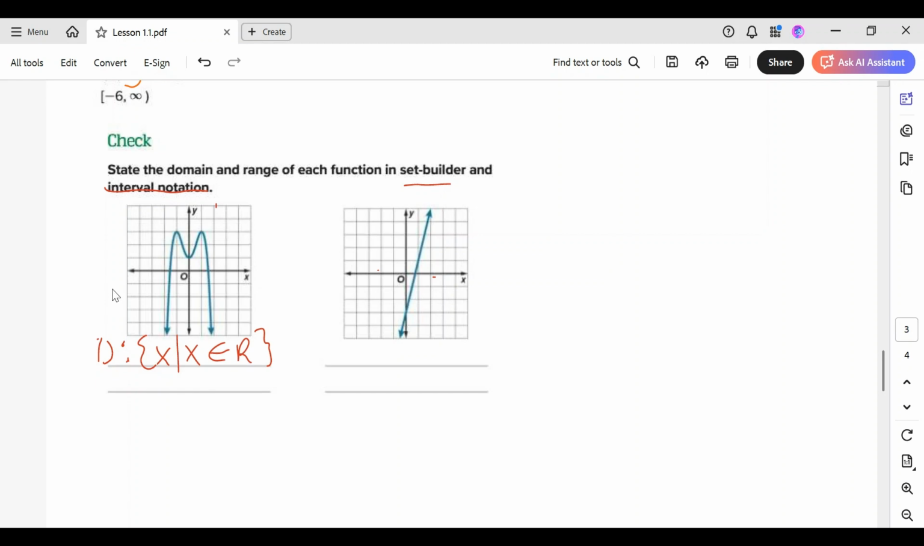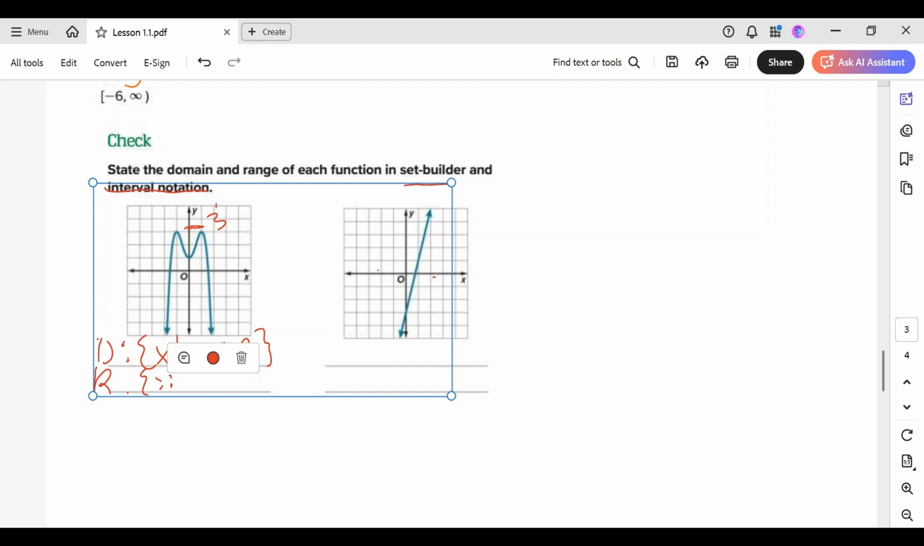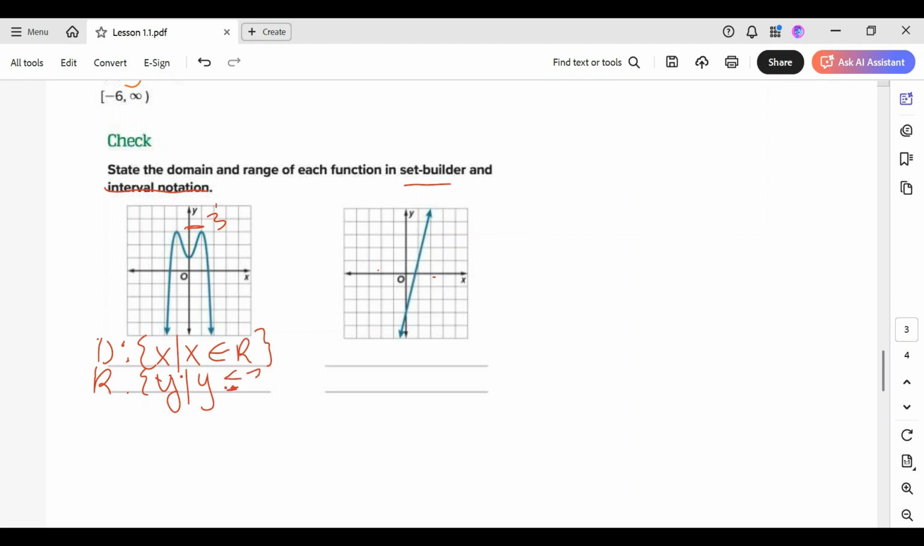In our range for this problem, remember, it's the y values. So the highest peak on the y's is here at 3. So x, or actually not x, y in this instance. Use our y value, if and only if y is less than or equal to 3. Close the brackets.